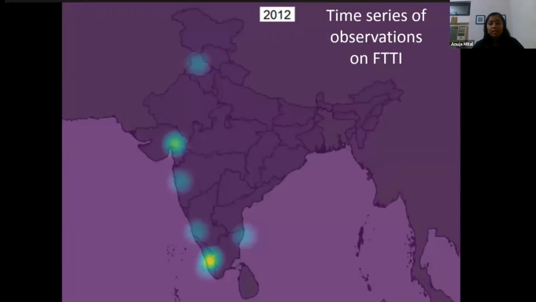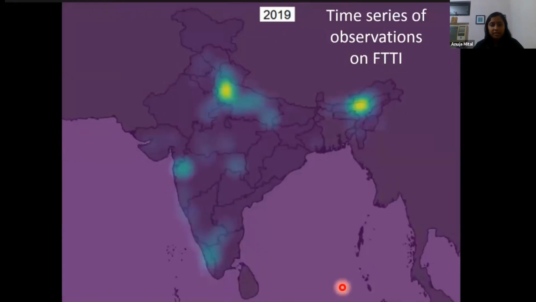So I also created a time series of observations on FTTI from 2012 to 2020, just so that you all can visualize the areas across India. India is a huge country. So just so that you all can see where we started to get the most participation from and across the years.